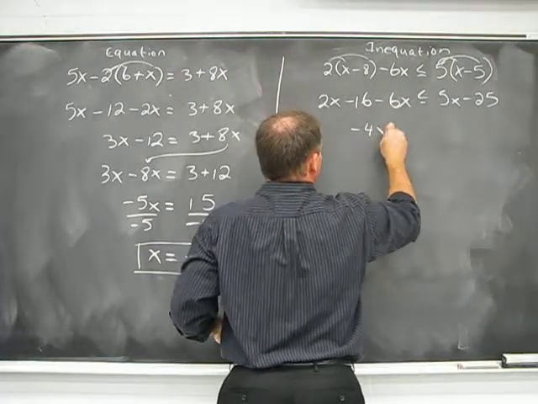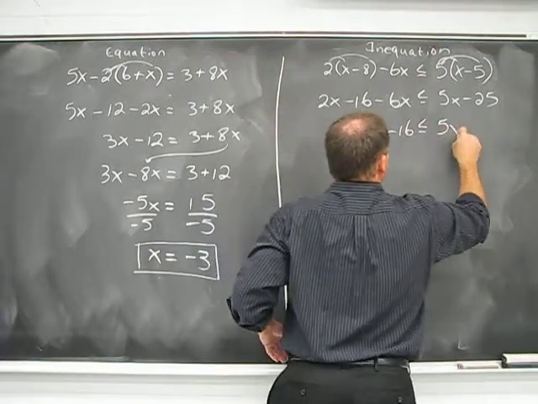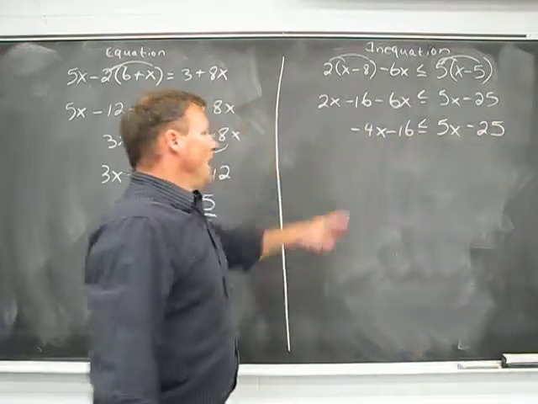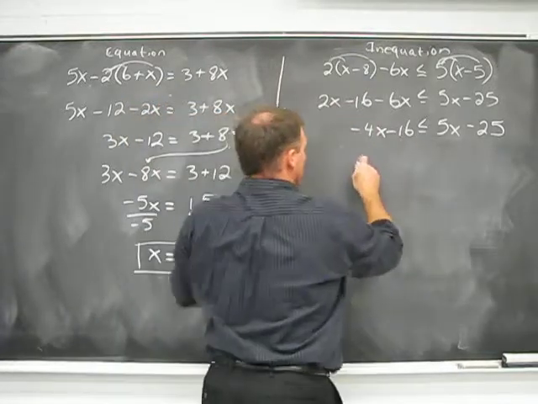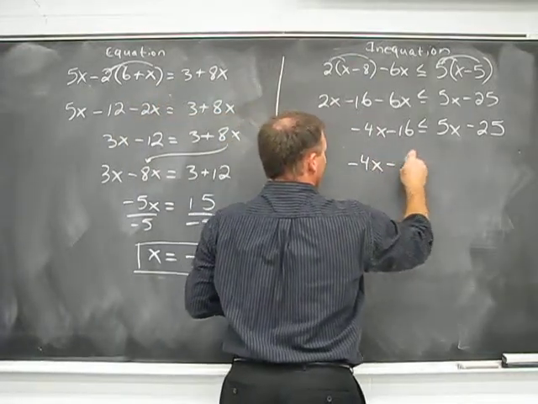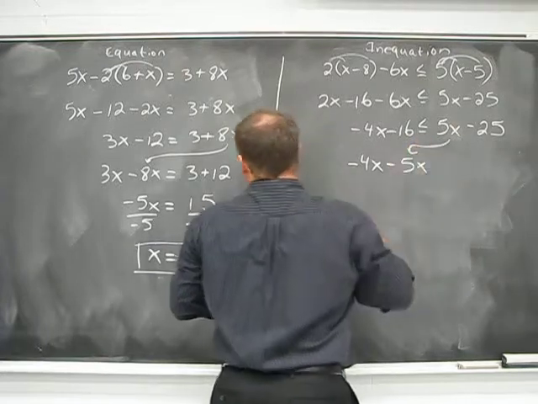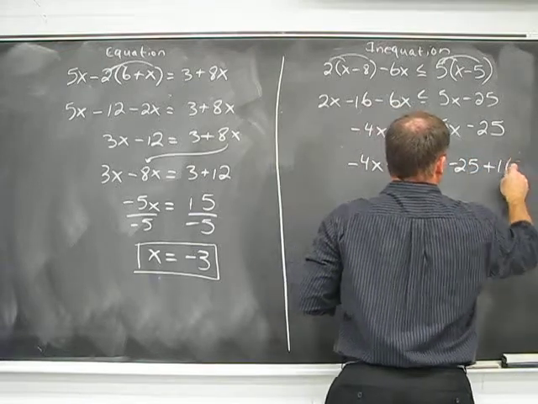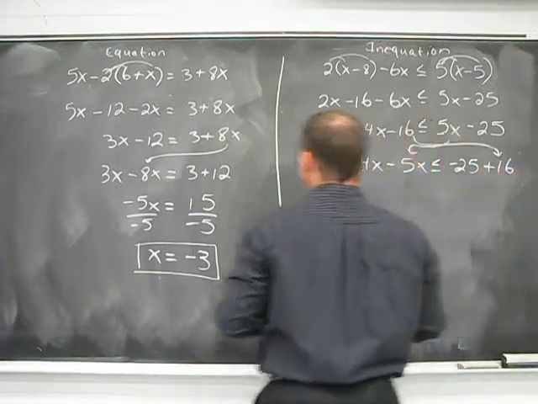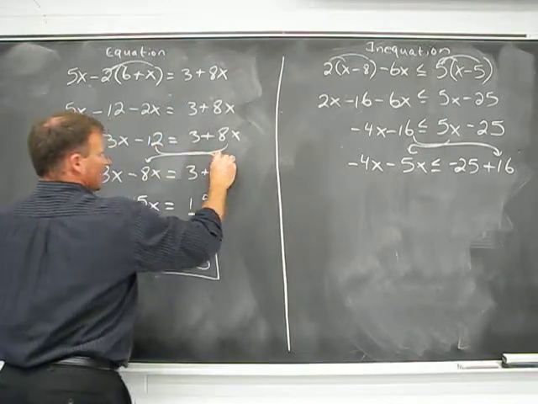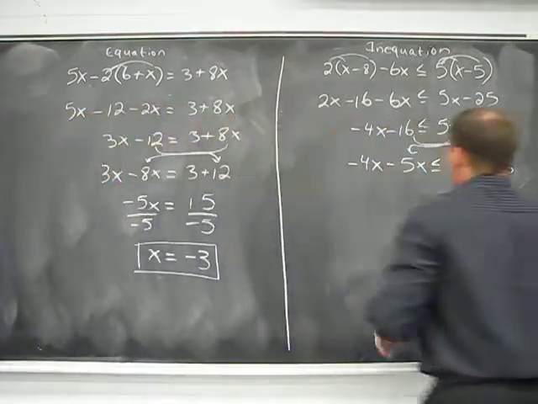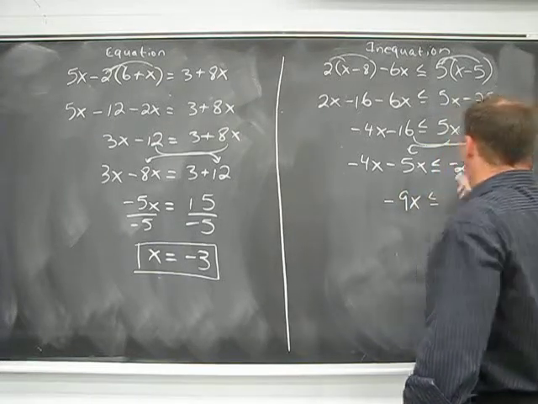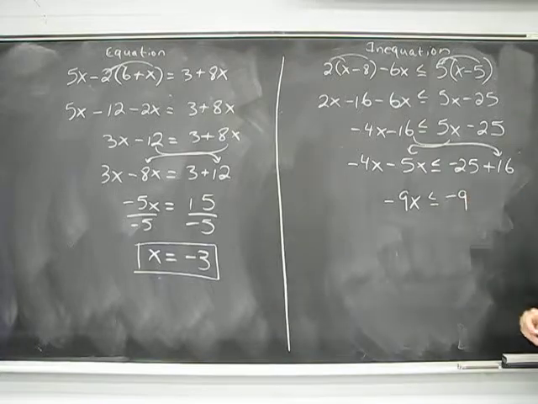Whole slew of numbers. Well, I'll try the same thing as before, just collect the like terms on the left, so negative 4x minus 16 less than or equal to 5x minus 25. And just like before, I'm going to bring the letters to the left. So the negative 4x minus 5x and negative 25 plus 16. Let's keep the balance. Okay, it went across. On the left, I'm going to get negative 9x. On the right, negative 9.